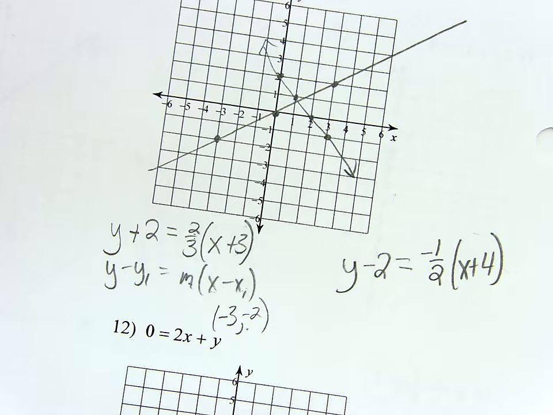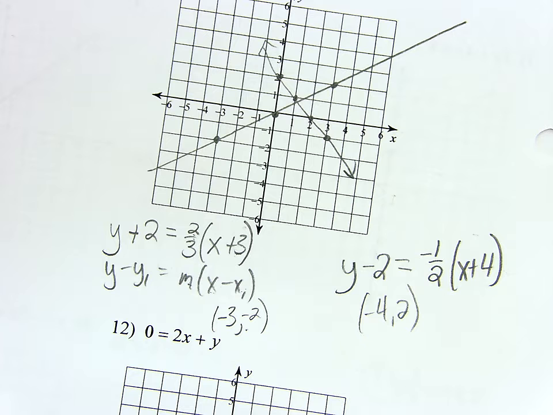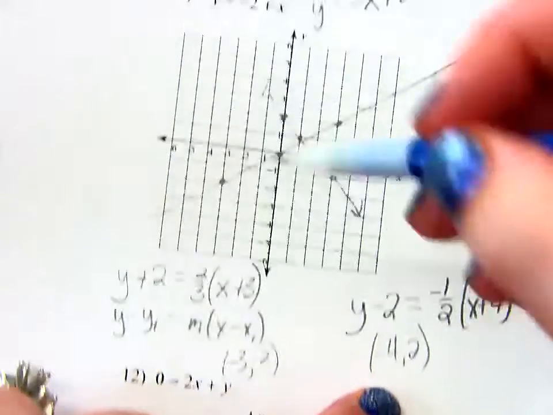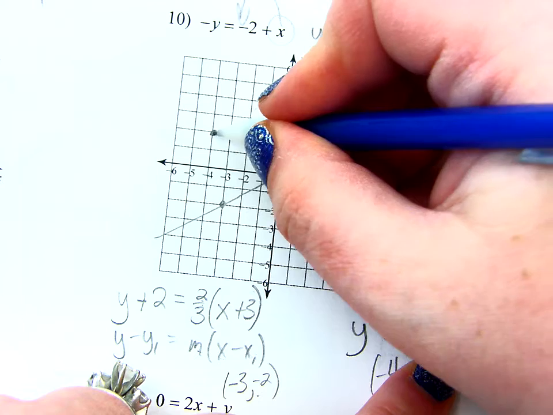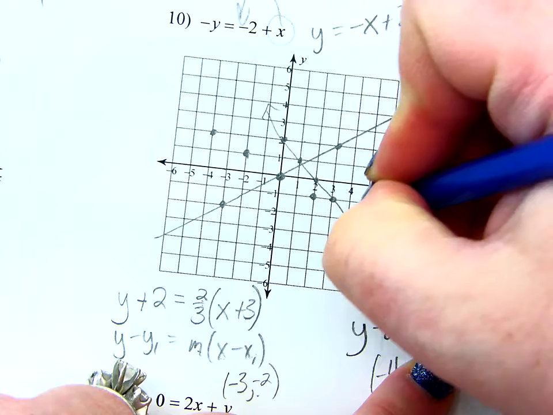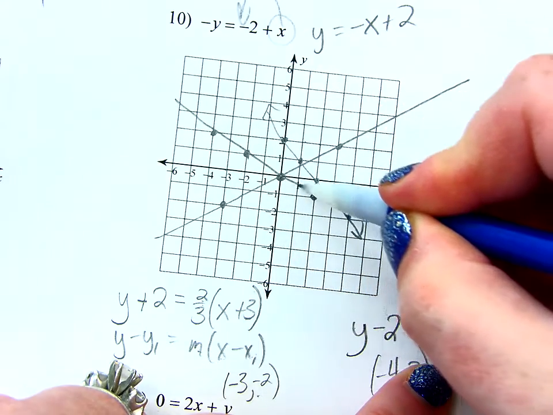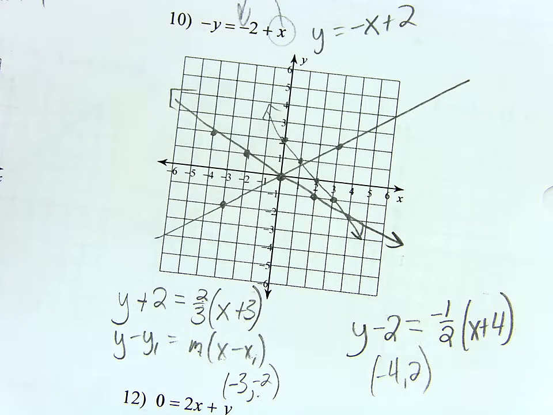Okay, what point is on this line? -4, comma 2. If that's what you said, you got it. -4, 2, and then the slope is, yeah, -1/2. So I can start at that point, -4, 2, and then follow the slope, -1/2. Down 1 over 2, down 1 over 2, down 1 over 2, down 1 over 2. So here is the graph of that line. Wow, pretty cool.